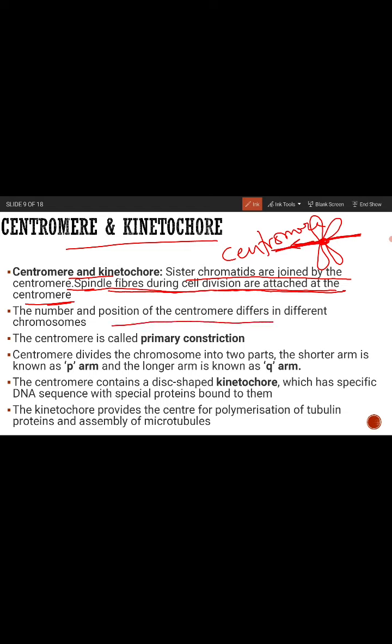The number and position of the centromere differs in different chromosomes. Now the centromere is called the primary constriction. This centromere is a primary constriction.